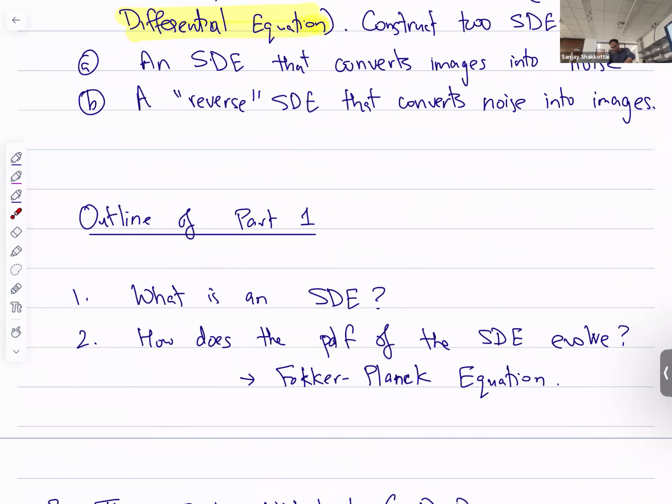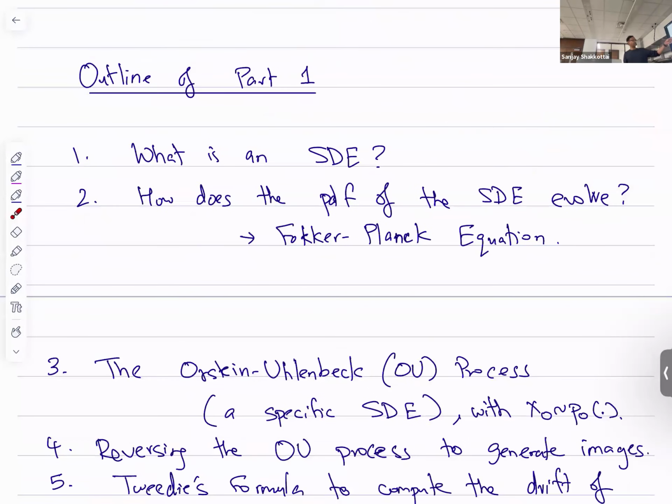So the outline of what I want to cover today is, first, what is a stochastic differential equation? Second, I think the most important thing I'll cover today, which is the Fokker-Planck equation, which says how does the PDF, or the probability density function, of an SDE evolve?